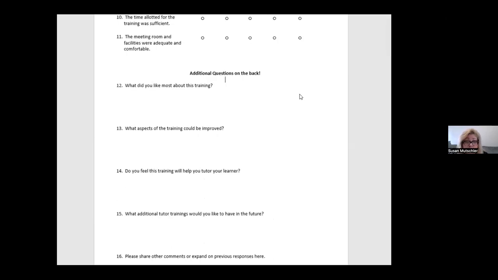And then they asked about, was the time allotted sufficient? They even asked about the meeting room. Now, going back to the meeting room, if you don't have a regular meeting room where you do your tutor training, or you don't know what you're walking into, that can sometimes be difficult as a trainer. I will say I've had that. You can't always control the room.